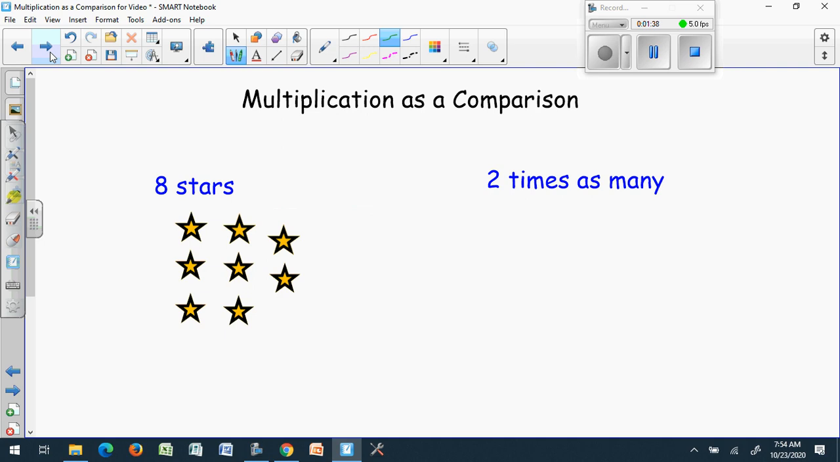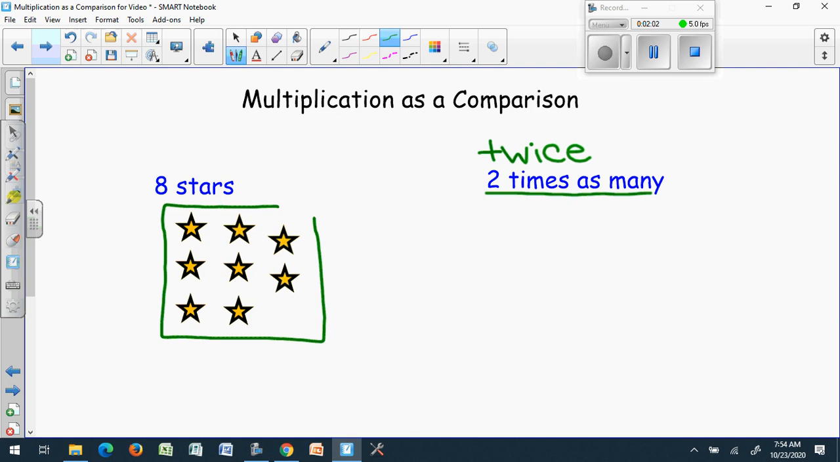Let's say I start with 8 stars, and then I have 2 times as many. Let's put this in our notebook as well. Sometimes you might see 2 times, and sometimes you might see the word twice. Twice is the same as 2 times as many. You don't want to get tricked by that. So if I start with 8 stars and I do twice as many, that means I'm going to have another box the same with the same number of stars in it.